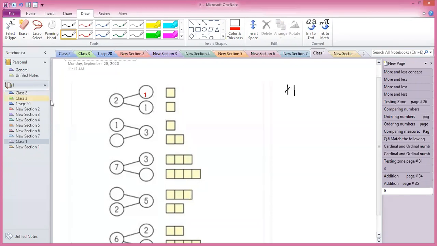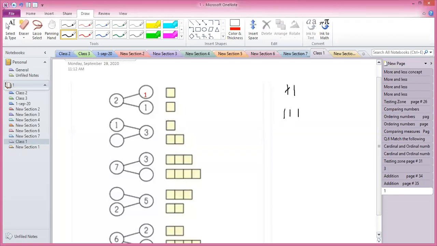Same here, you can see. One part is 1 and the total is 3. There are 1, 2, 3. Total 3, and one part is 1. What is the second part? So draw 3 lines. 1, 2, 3. And check.